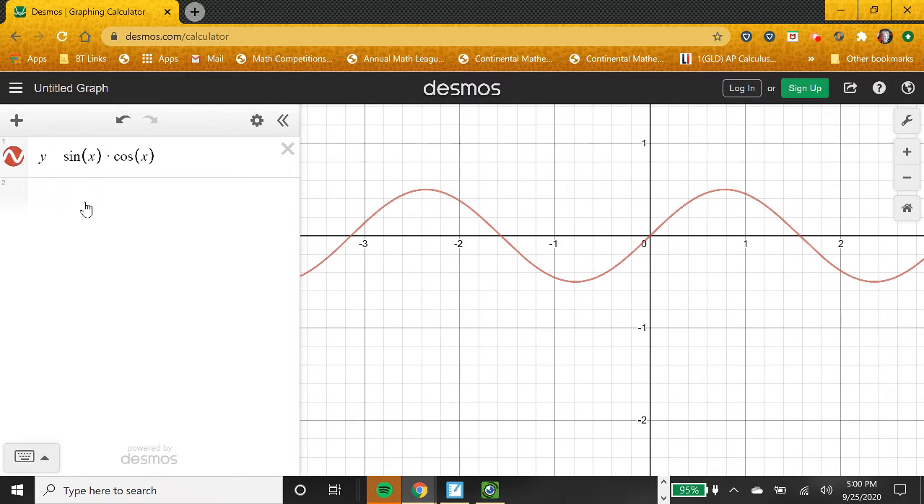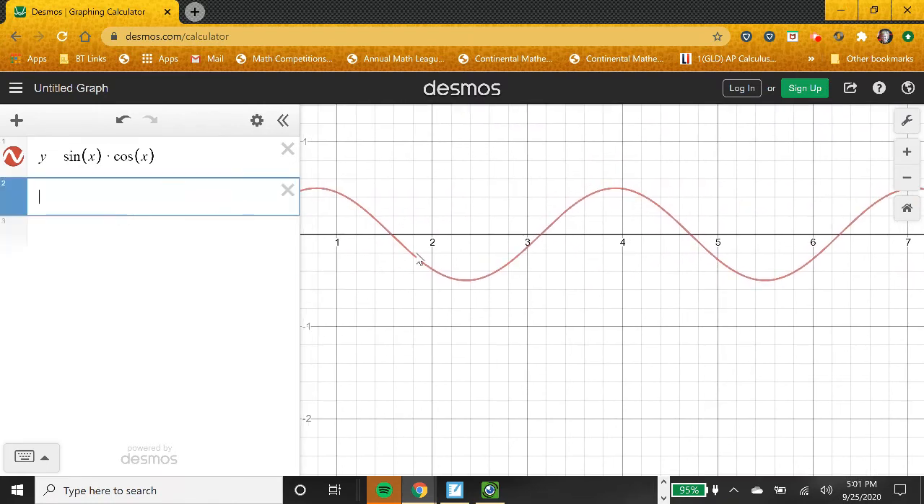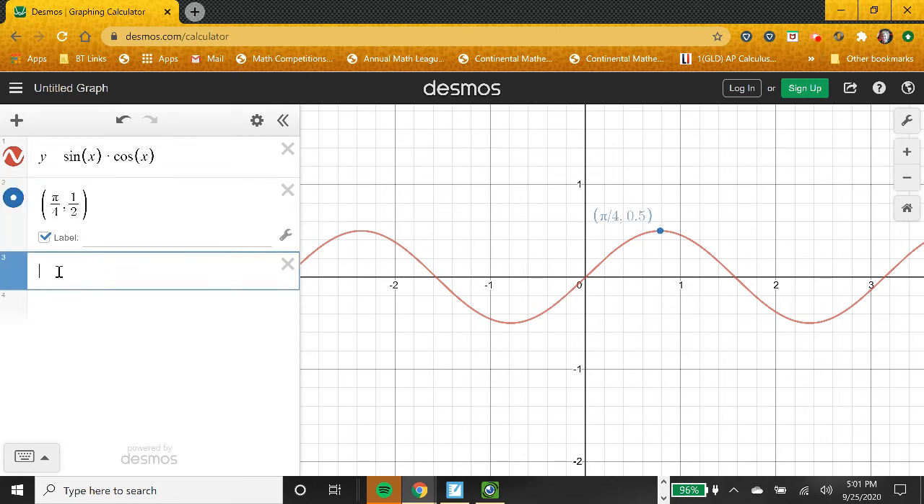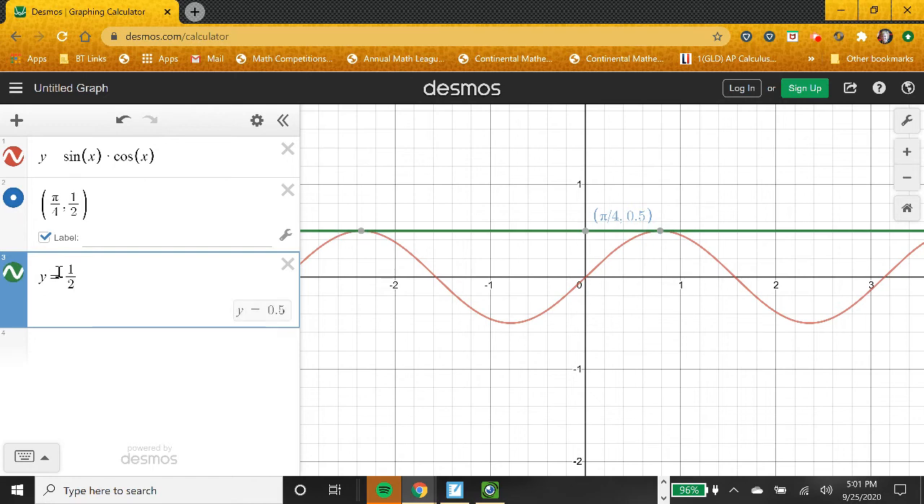And my point, we said, was... I gotta click over here. I want it centered. Okay, so that's going to be pi divided by 4, comma, and we said our y value was 1/2. So there's our point, and sure looking like a horizontal tangent there. And if we say y equals 1 divided by 2, there it is. There's our tangent line at our specified point. So that's pretty awesome.